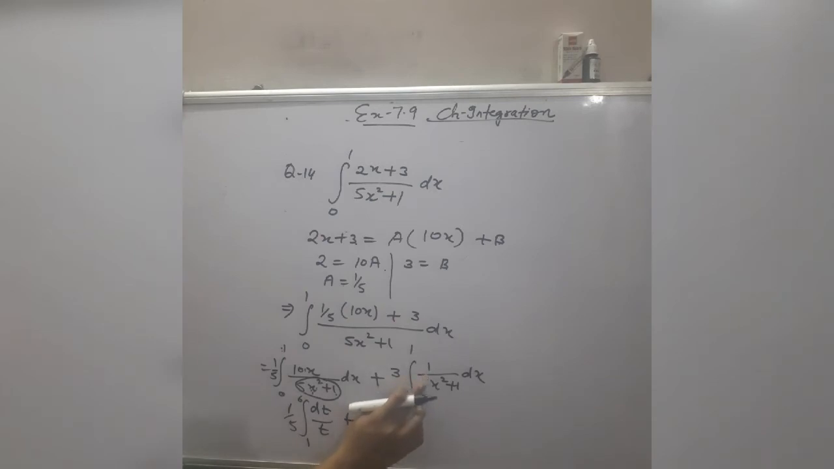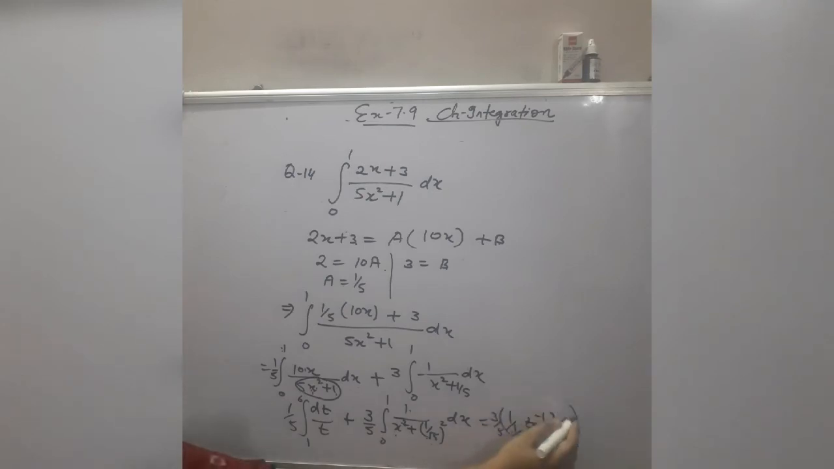In the second integral you can take 5 common. After taking 5 common, it becomes 1 by 5, and this 1 by 5 can be written as 1 by root 5 whole square. After that you will use the formula for the 1 by x square plus a square form, which is 1 by a into tangent inverse x by a. And what is a? It is 1 by root 5. Here also in place of a write 1 by root 5, and this 3 by 5 remains as it is. This is the integration of the second part only.